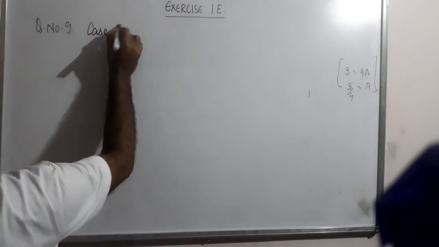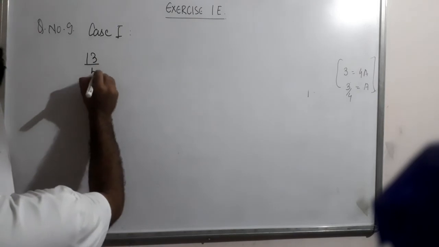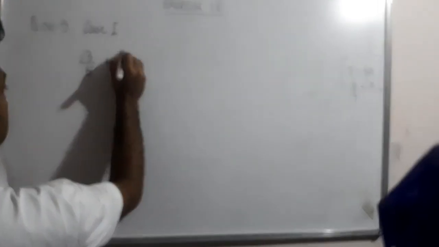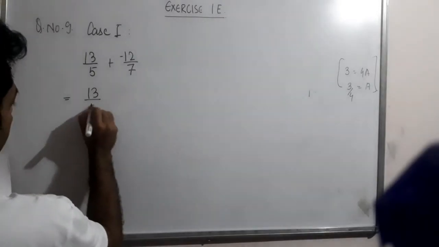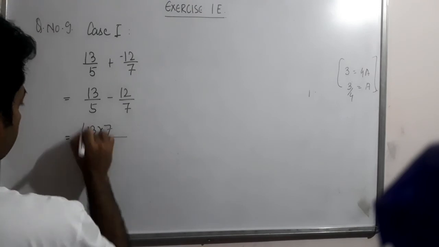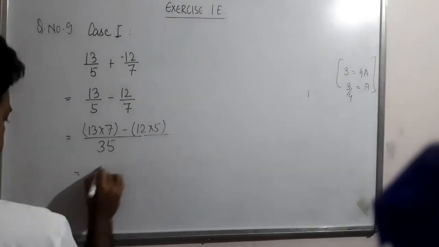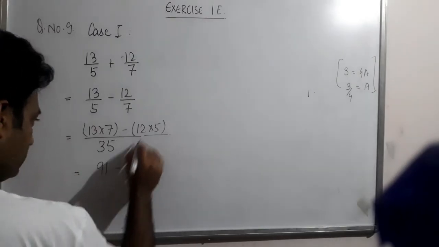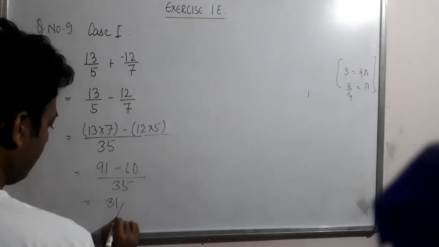Case 1. The first case is the sum: 13 by 5 plus minus 12 by 7. 13 by 5 plus minus 12 by 7. Taking the common denominator 35, the sum is 31 by 35.